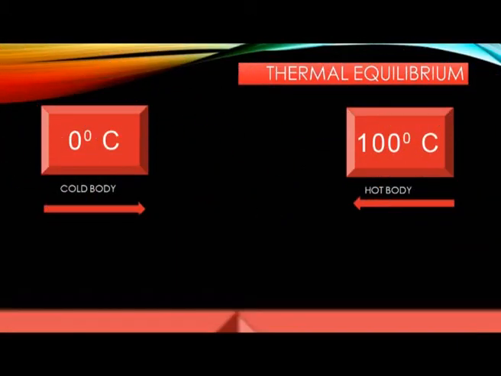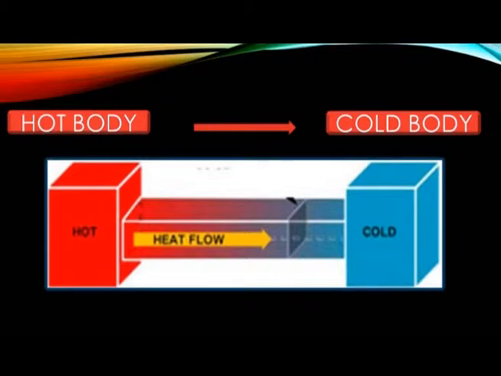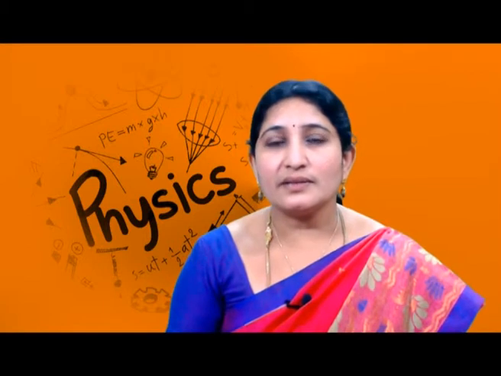Children, let us take an example. Let us take two bodies. The first body is at 0 degrees centigrade and the second body is at 100 degrees centigrade, which have the same mass. When these two bodies are kept in contact, what will happen? The heat transfers from the hot body to the cold body. That means from the body which is at 100 degrees centigrade to the body which is at 0 degrees centigrade.